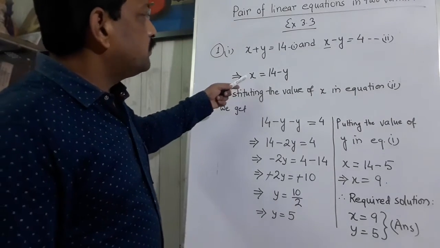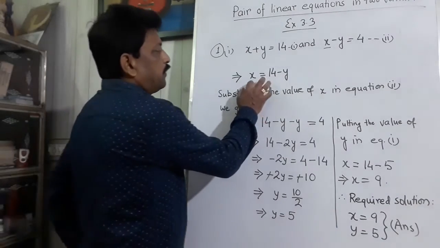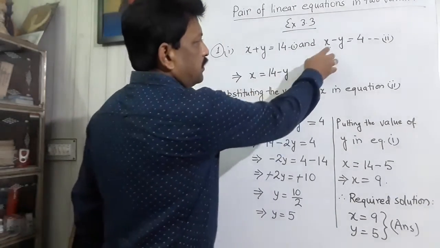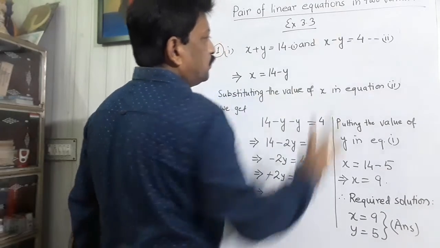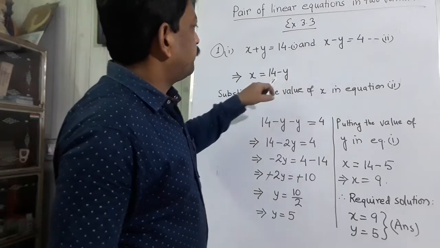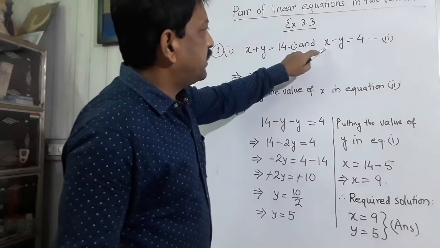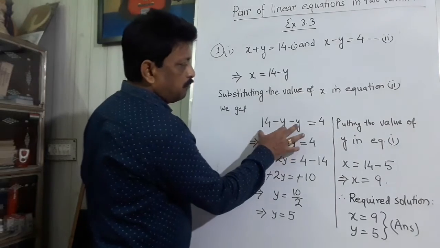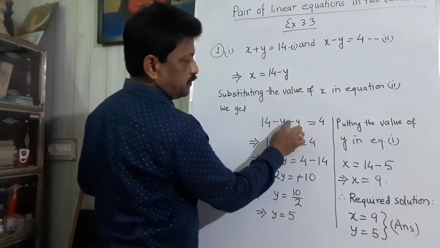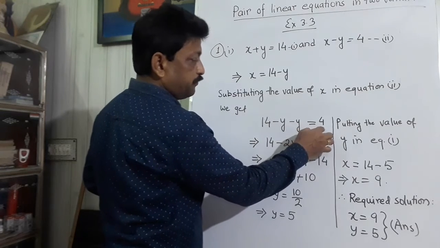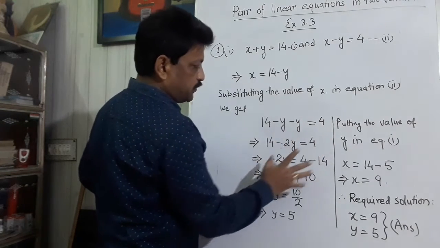From the first equation, I have found the value of x, and then this value of x is used to replace it in equation 2. So the value of x is 14 minus y. I have replaced x with 14 minus y. So it is 14 minus y minus y. This minus y is this one. So 14 minus 2y equals 4.